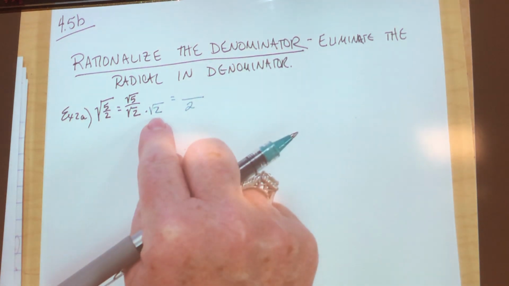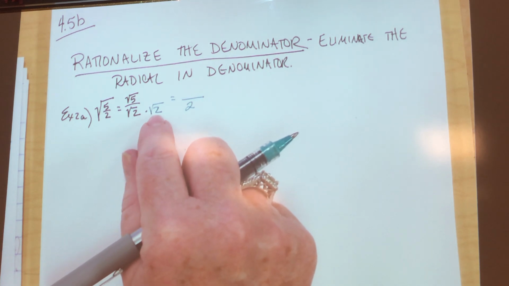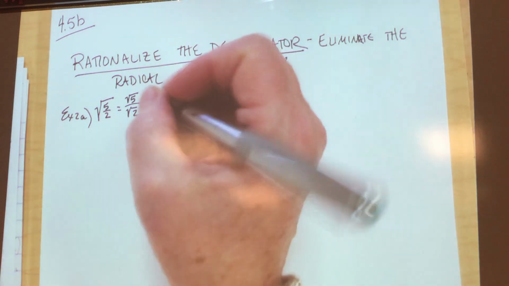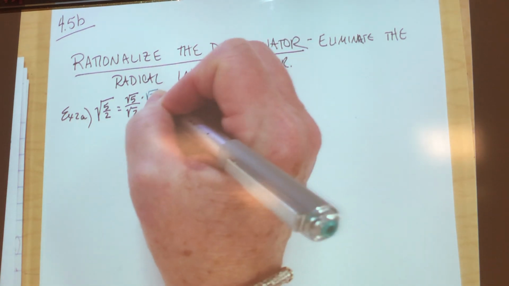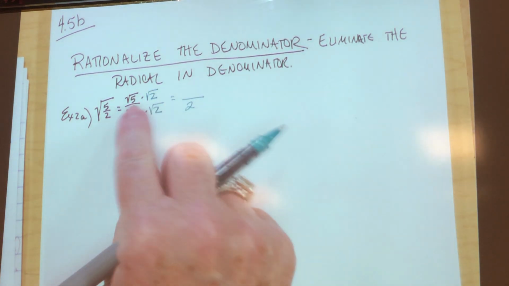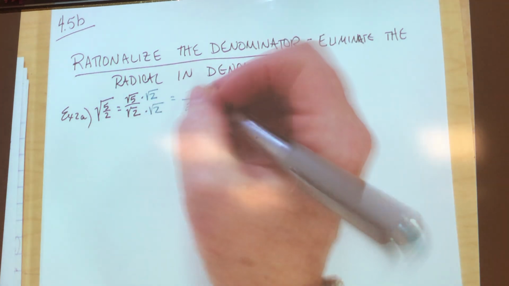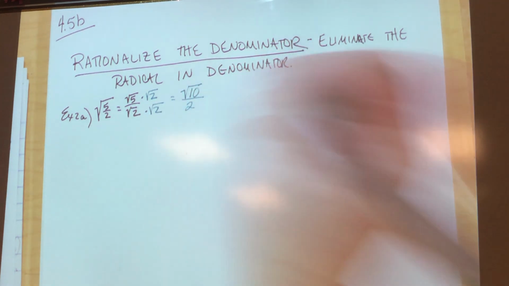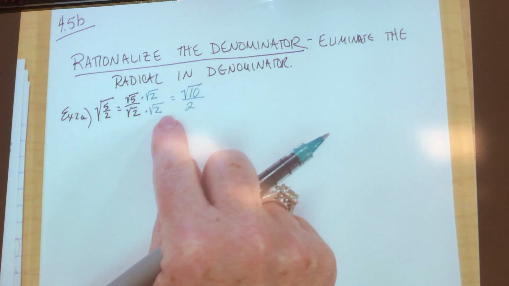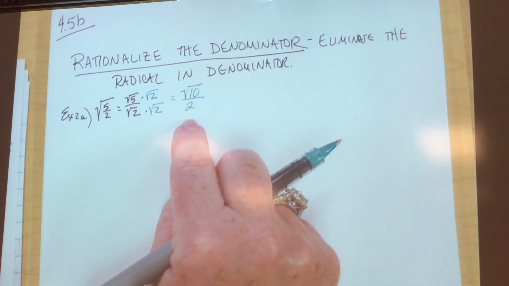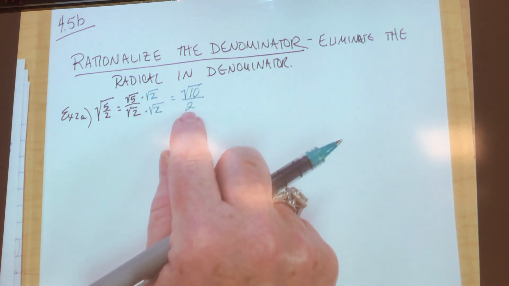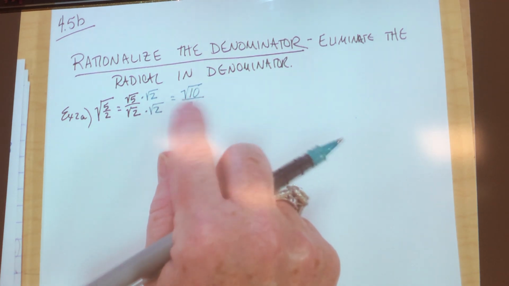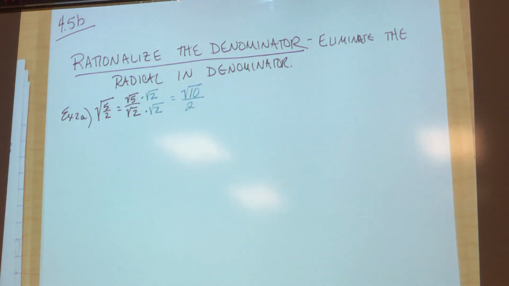Now, what's the rule? Whatever you do to the bottom, you have to do to the top. That's exactly right. Okay? So on the top, what's the square root of 5 times the square root of 2? Yeah, that's right. Square root of 10. Can I reduce the 2 and the 10? Why? Yeah. He's inside the house and he's outside the house, and they can't play together. Okay, so that's my answer right there.